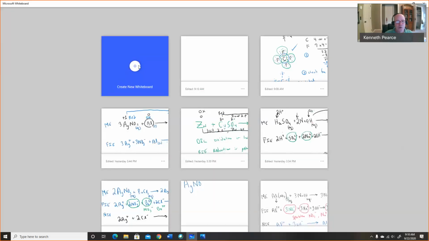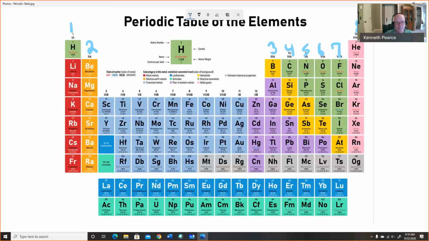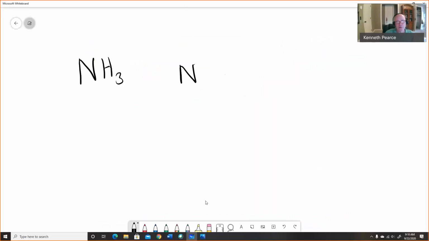Let's try another one. How about ammonia? Ammonia has a structure that is NH3. That's ammonia. And so we would take the nitrogen and we go to our periodic table and we see that nitrogen is in the 5 column. And so it has 5 valence electrons. We see the hydrogen is 1 valence electron, but there's 3 of them. So that gives me a grand total of 8.